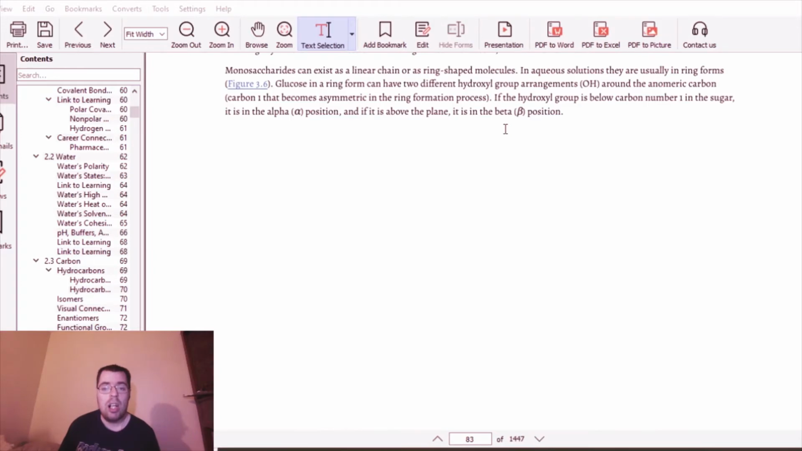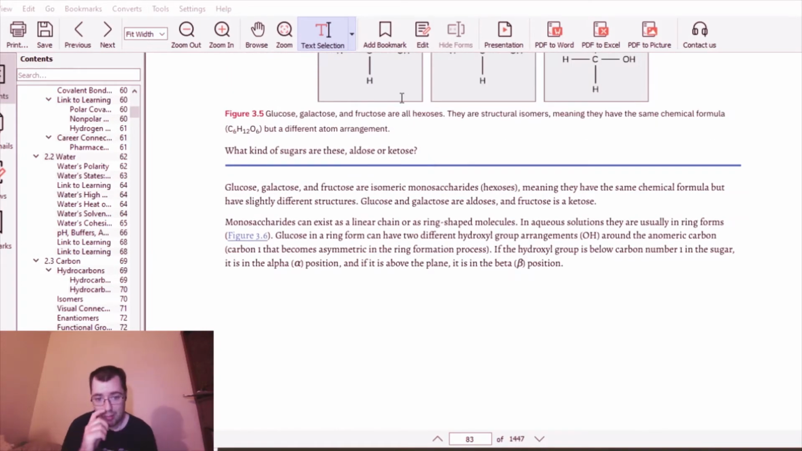Alright. Okay, try to read this. Monosaccharides can exist as a linear chain or as a ring-shaped molecule. In aqueous solutions, they are usually in ring forms, which we will see down here. Glucose is a ring form. A ring form can have 2 different hydroxyl arrangements, hydroxyl being anything with OH, around an anomeric carbon 1 that becomes asymmetric in the ring formation process.